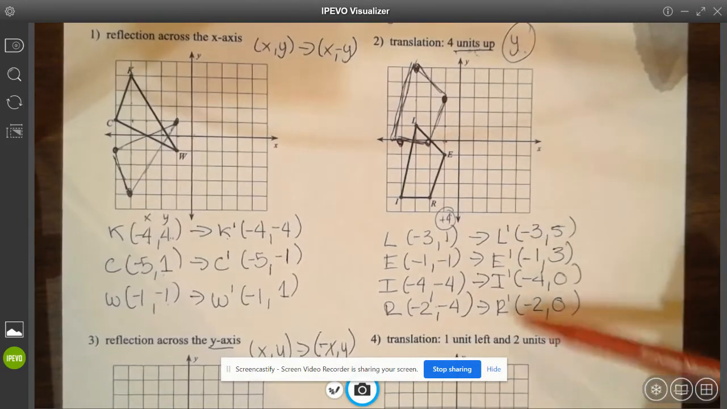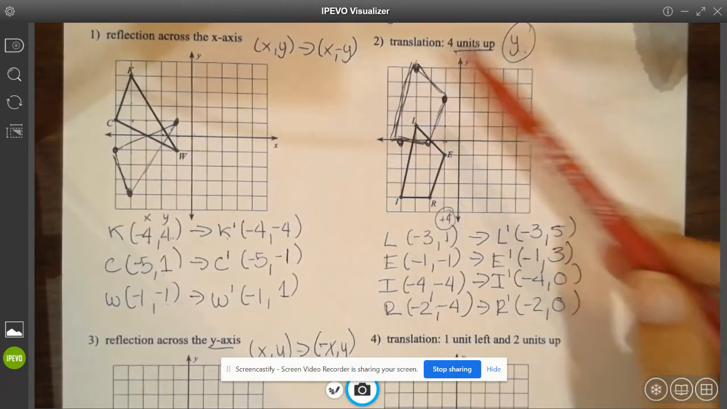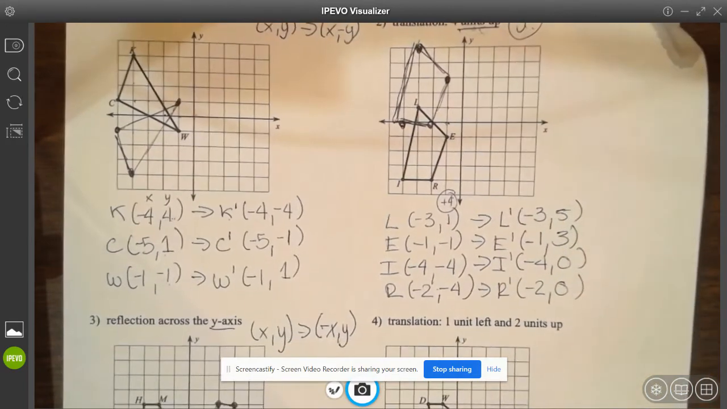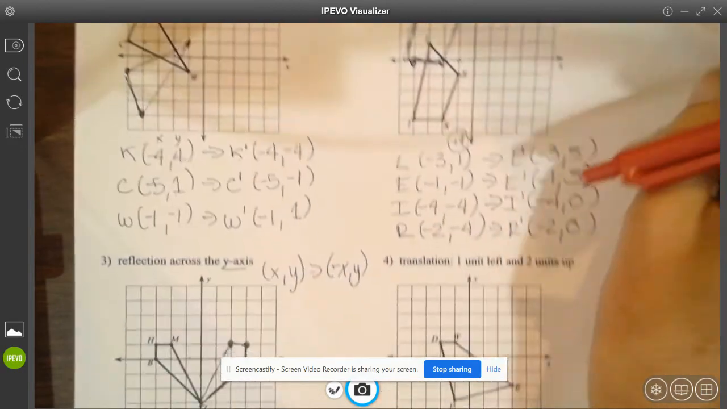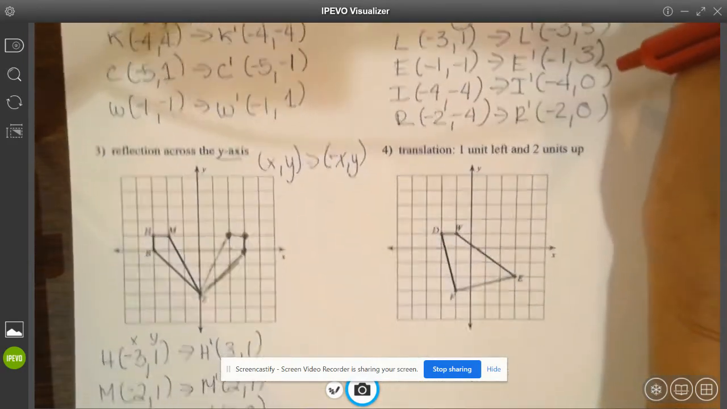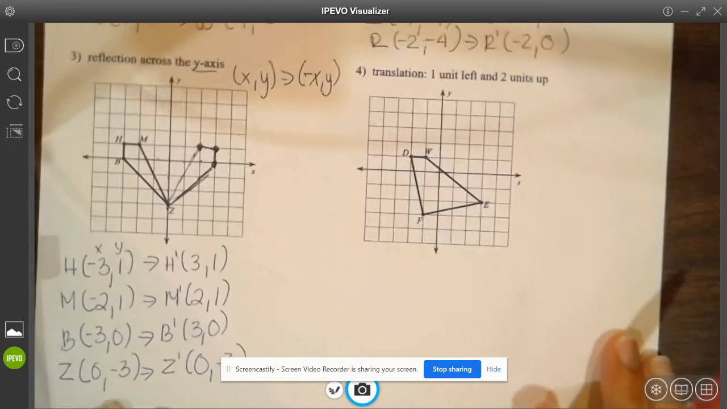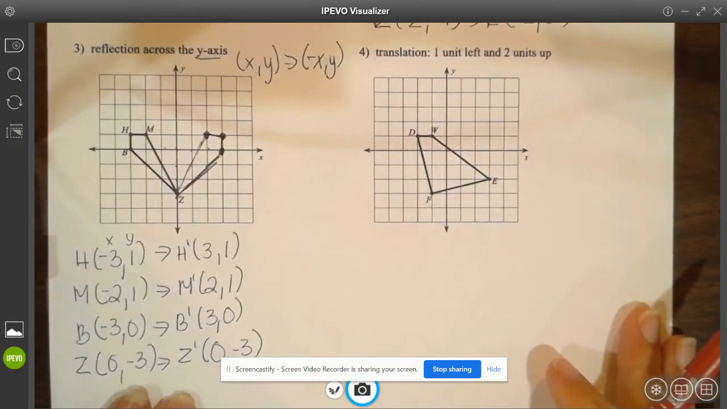So now this was increased by 4 points. All right, it was moved, slid by 4 points. It's a slide, it's a translation. All right, let's do this one. So now it says translation 1 unit left.